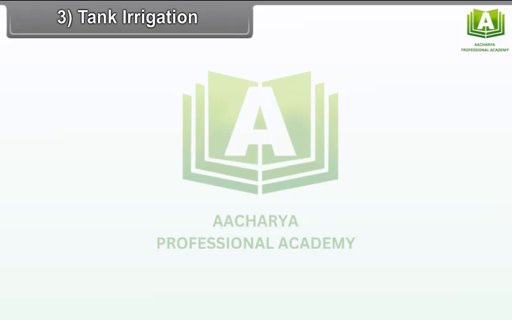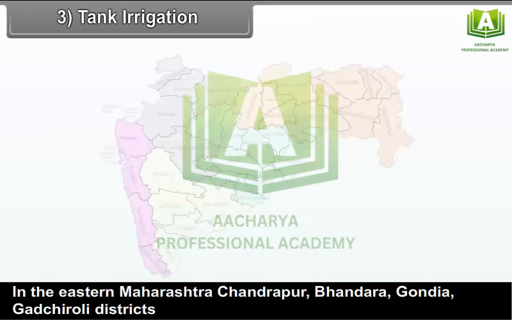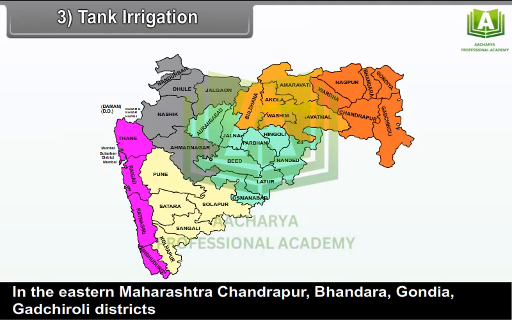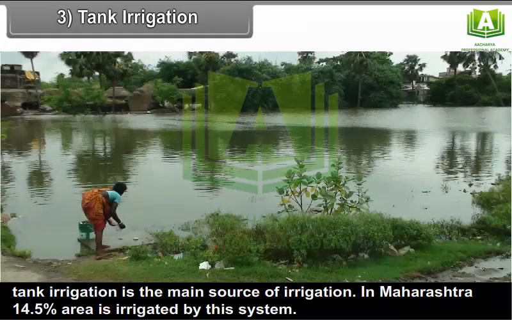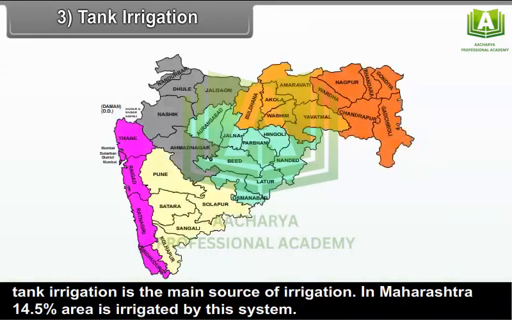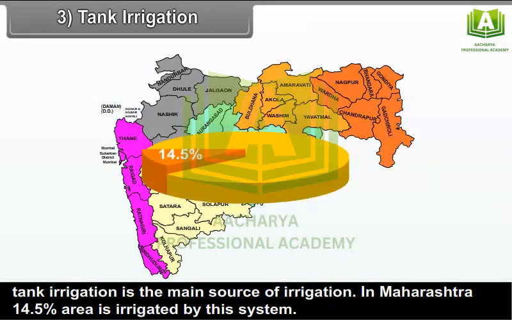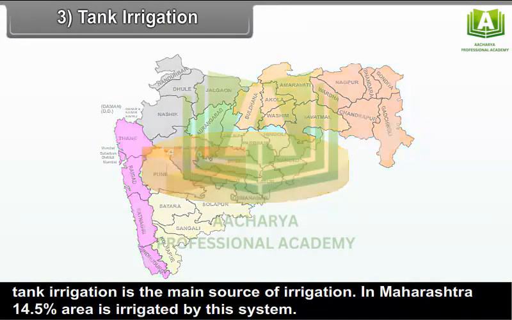Number 3. Tank irrigation. In eastern Maharashtra, Chandrapur, Bhandara, Gondia, Gadchiroli districts, tank irrigation is the main source of irrigation. In Maharashtra, 14.5% area is irrigated by this system.